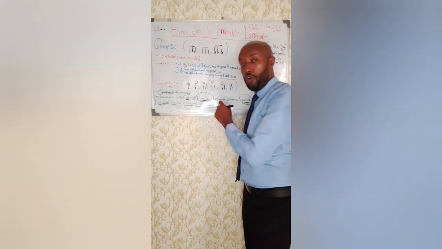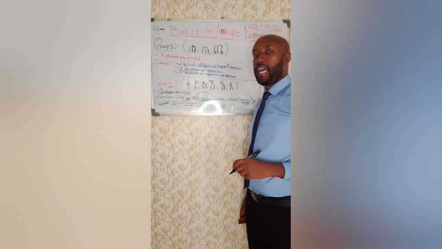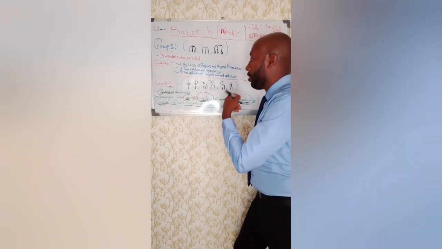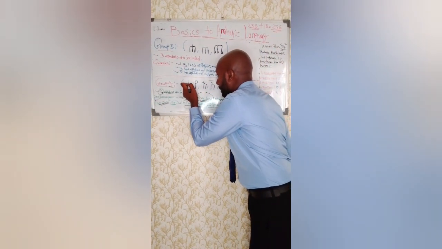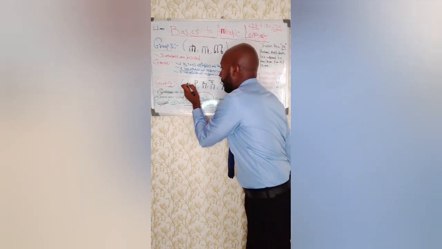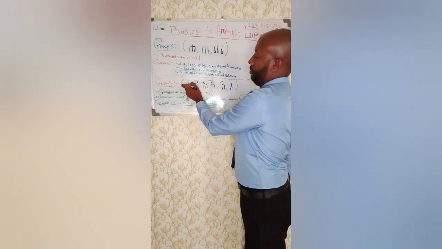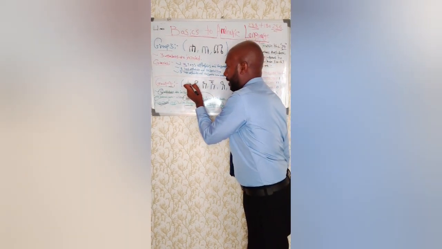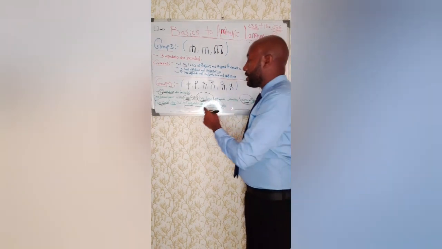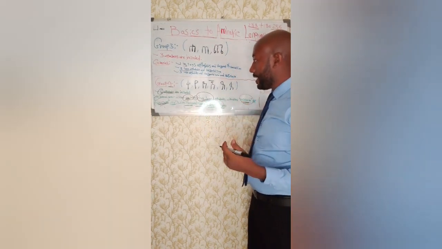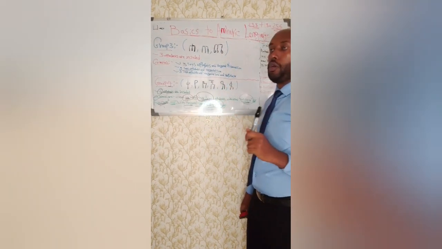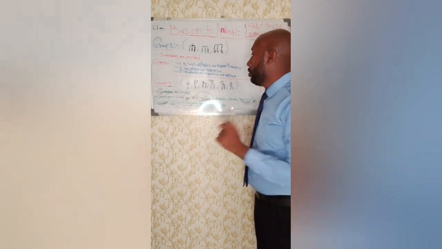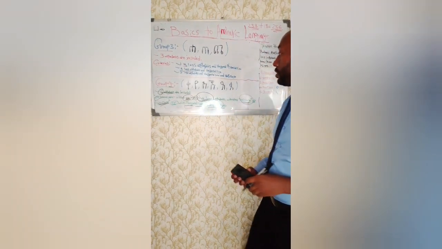The first one is called K. K is included under group 4 because it has one leg. Then here, a half circle on the left side, and on the right side, a half circle. So since it has one leg and a half circle, it is included under group 4. The alphabet is called K.